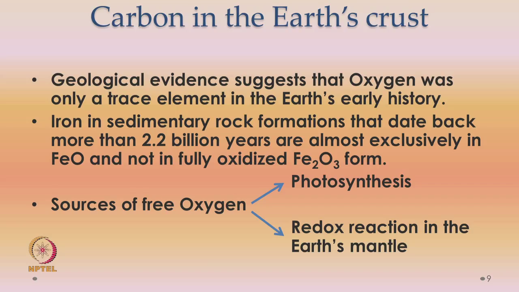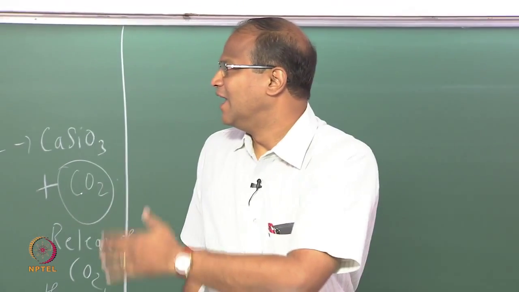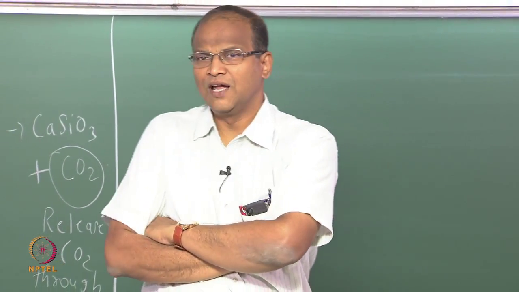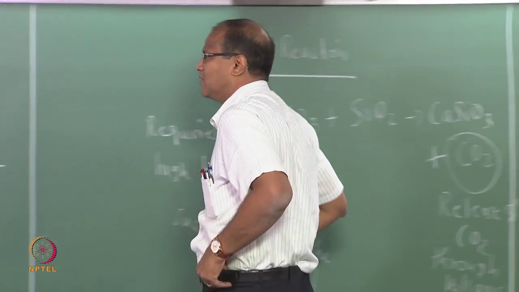Suppose those sedimentary rocks are more than 2.2 billion years old. It is seen that they almost exclusively contain FeO, ferrous oxide, a lower form of iron oxide, and not the fully oxidized Fe2O3 form. Now, with that in mind, let us look at the sources of free oxygen.